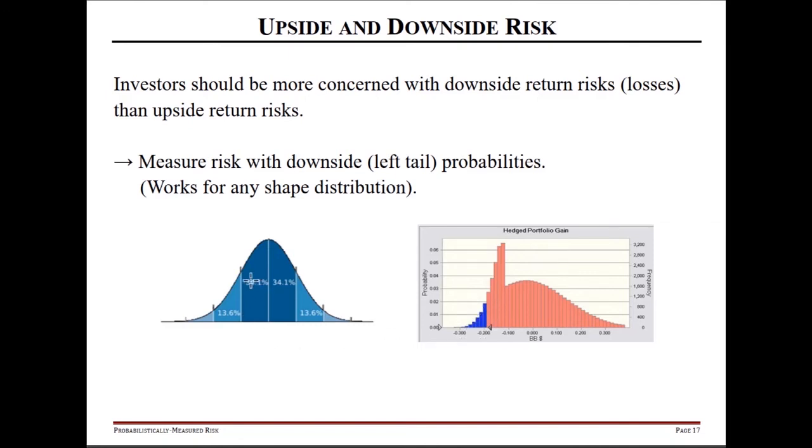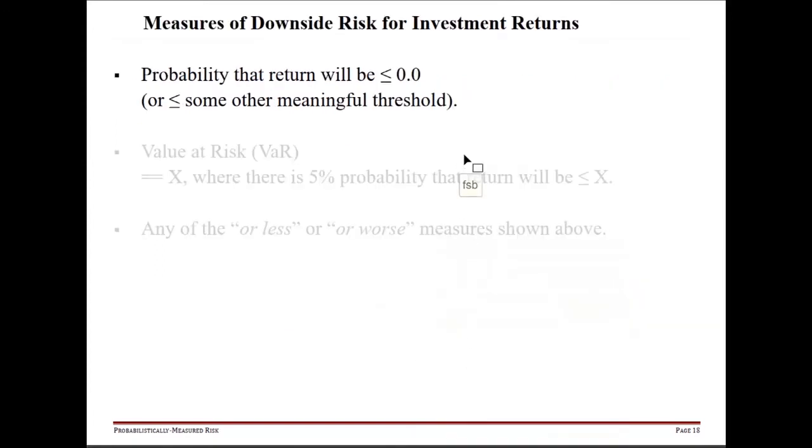Why? Because we care more about our downside losses here than anything else, right? Unless you don't care about losing all your money, which is very rare. So if we look at our left side distribution, it's always going to work whether we have a symmetrically distributed set of returns or not, if we have a portfolio with some puts in it or something. So what are our measures of downside risk? Really anything you can think of that makes sense.